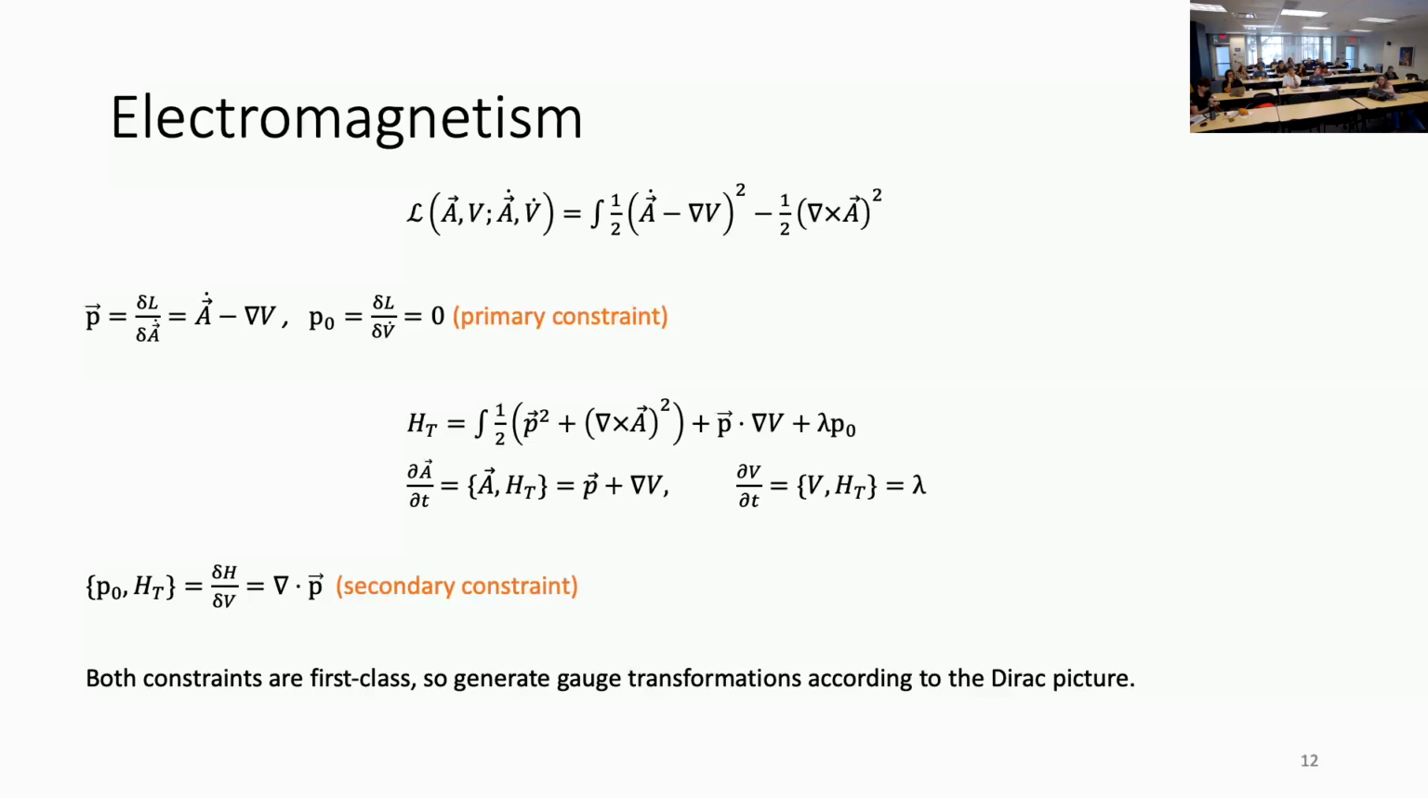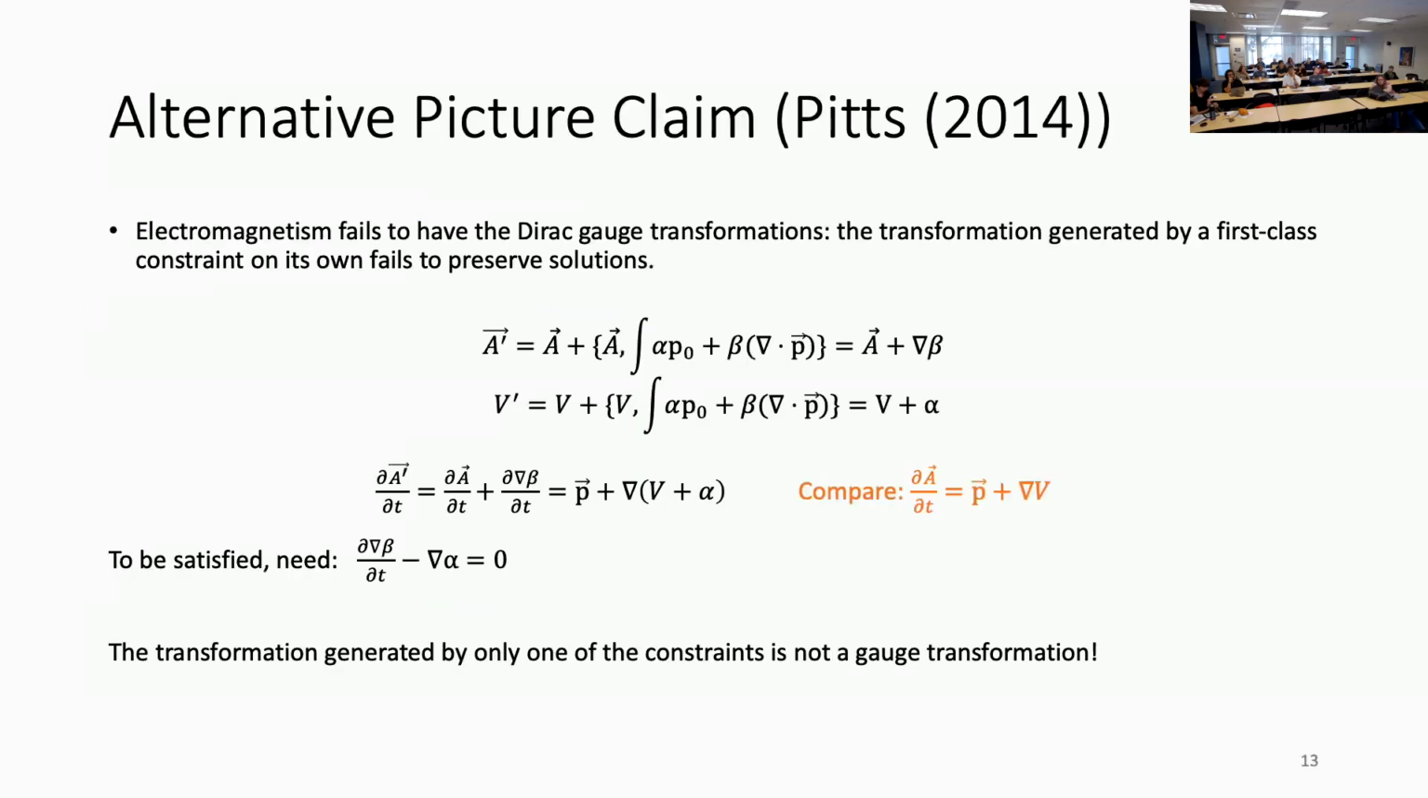But as I said, this alternative picture is going to disagree with this. In particular, Brian Pitts has been the main proponent of arguing that in electromagnetism, we can see that these Dirac gauge transformations don't generate a gauge transformation precisely because they fail to preserve solutions. And the way that he effectively argues for this is he says, let's consider transforming A and V by an arbitrary combination of first-class constraints, so of both of the constraints.